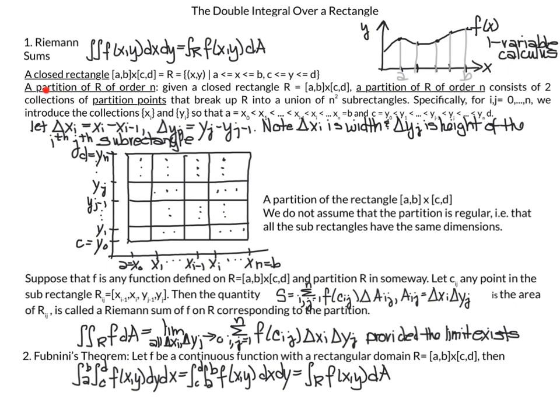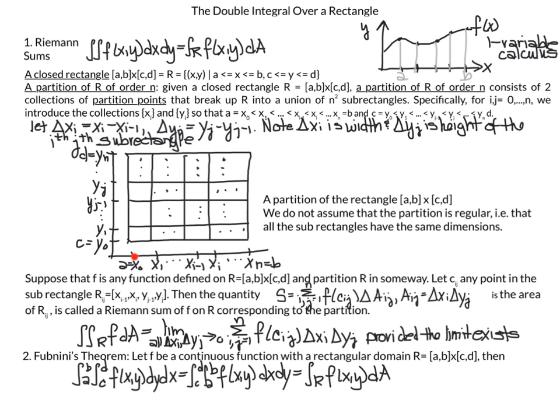So we're going to partition our domain. We're given a closed rectangle from a to b and c to d. So x goes from a to b, y goes from c to d. We're going to partition R, this rectangle, and it's going to consist of two collections of partition points that break up R into a union of n squared subrectangles.